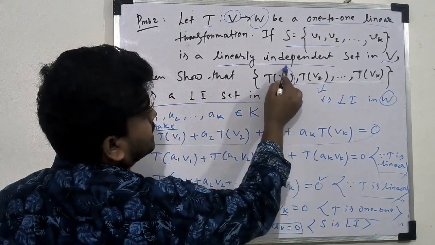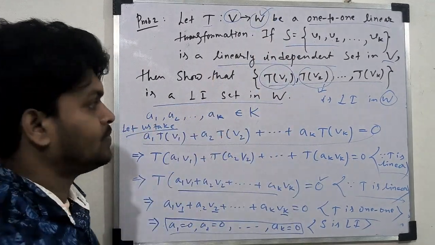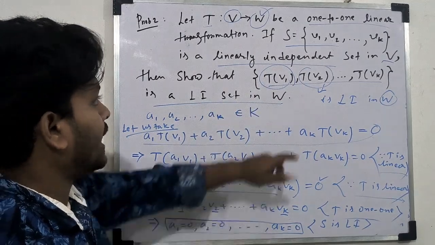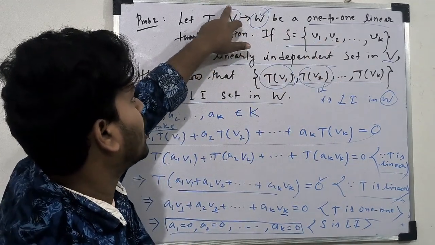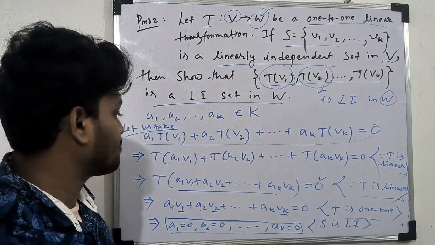Okay, as all these vectors are from W. So therefore this set will be linearly independent in W. And these v1, v2, all belong to V. So this is linearly independent in V.